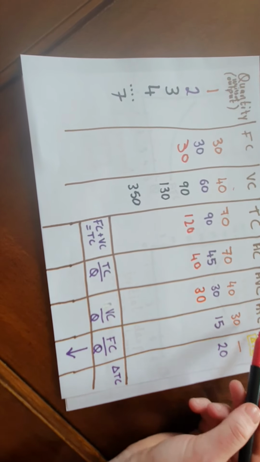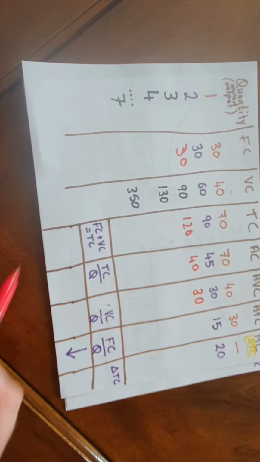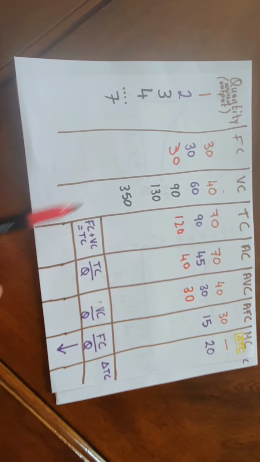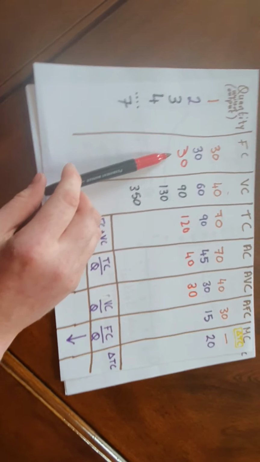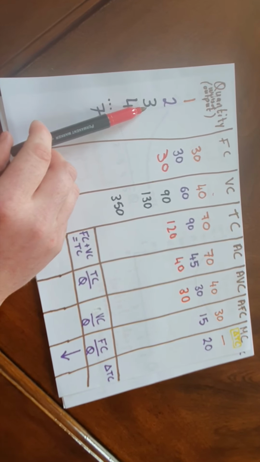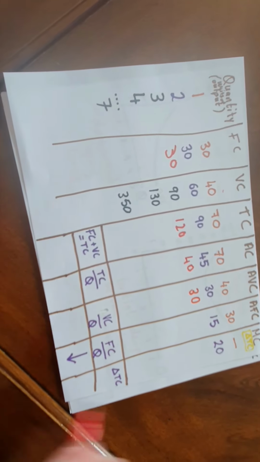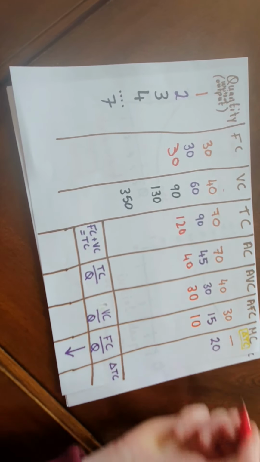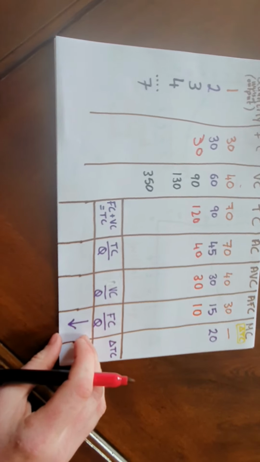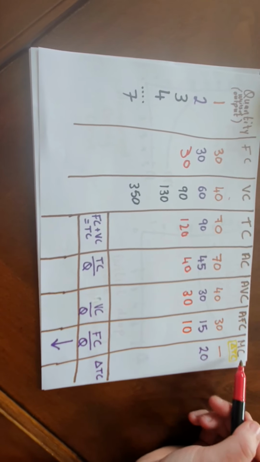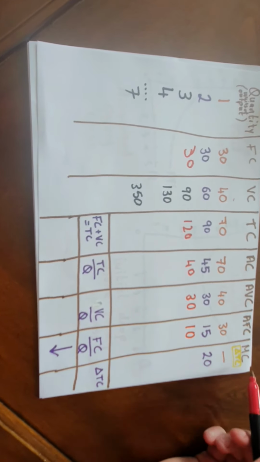And our average fixed cost, so to work it out, it's our fixed cost divided by quantity. So our fixed cost is 30. We're dividing that by 3 again. So that's going to give us 10. And then we look at our last column, which is marginal cost. So this is the one that comes up in the questions most often.